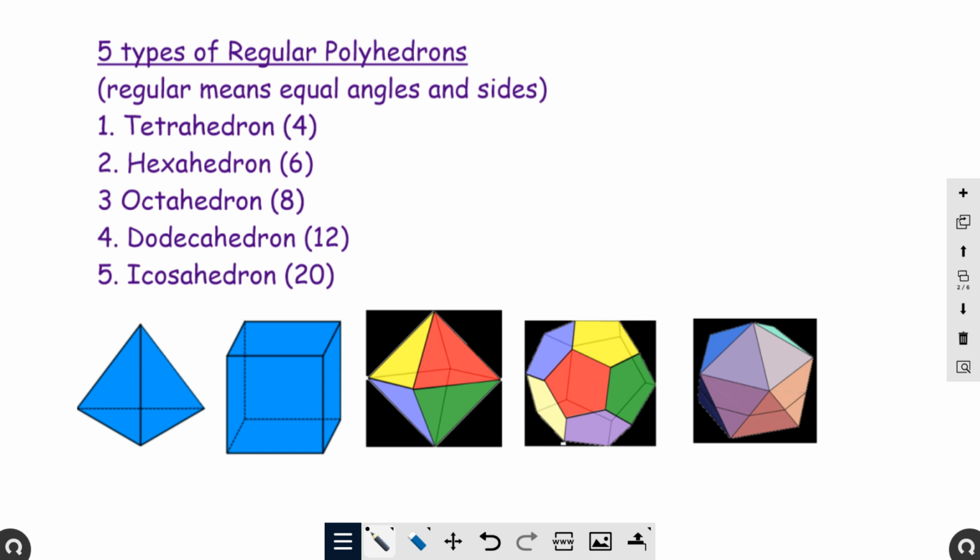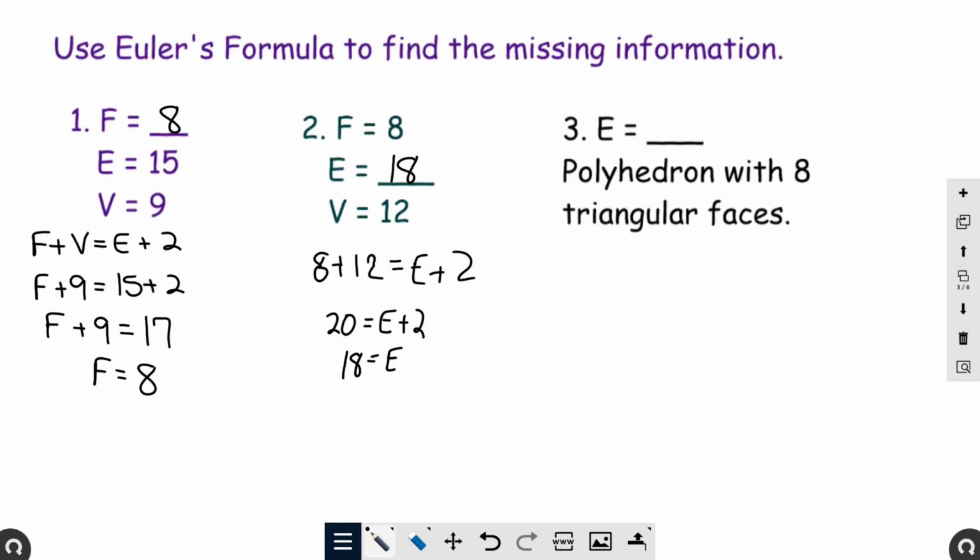Now, the edges are the lines, right? So how many lines are in this octahedron? You're exactly right. Yep, because up here at the top there are 4 triangles that come together, right? And at the bottom there are 4 triangles. So to make them come together, there's 4 lines on the top and bottom. And then to connect them, you have 4 lines. So there are 12 edges.